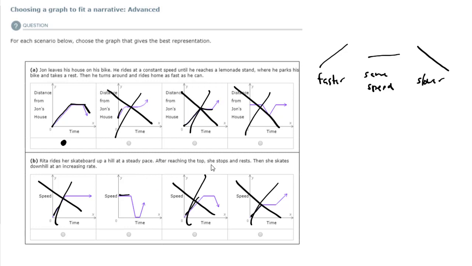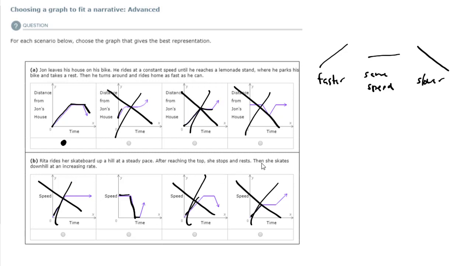After reaching the top, she stops and rests. So if you stop and you rest, that means that you're not going faster. You're not going the same speed. You did have to slow down quickly and then come to a stop, which means your speed is going to be at 0. So here I can see that slowing down, right? You stop, and that means your speed is the same for a while, right? Because you're resting. So that means that my speed is 0 for a little bit. So the resting is saying that it's the same speed once I stopped.